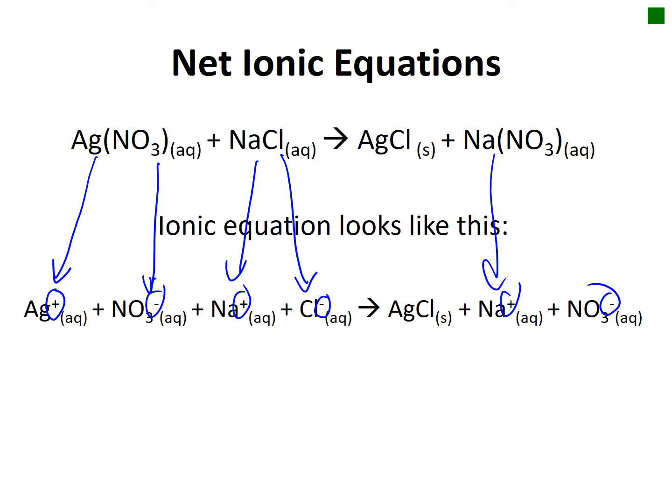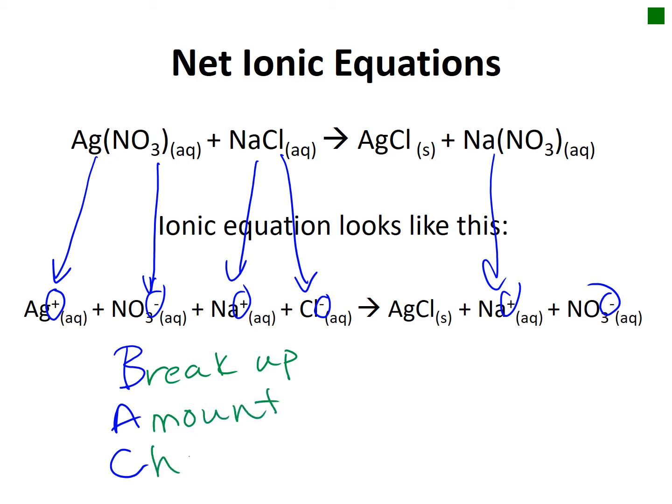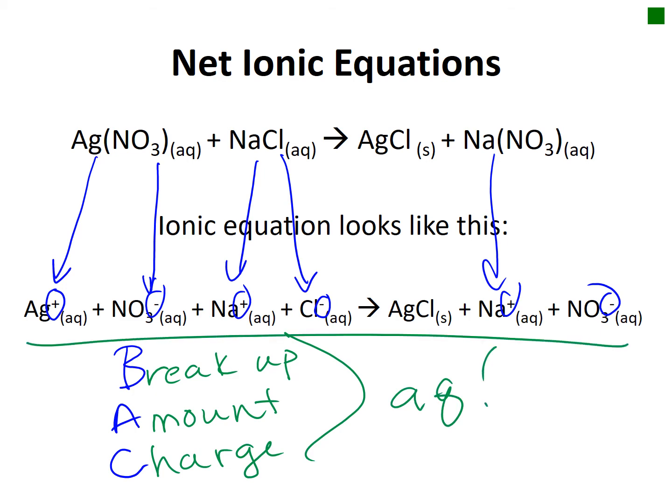Okay, so I call this the BAC method. What does B stand for? Break them up. So you break up your cations from your anions. A, give them their amounts. And then C, give them their charges. Once again, this only applies to aqueous solutions. This guy right here is your ionic equation.